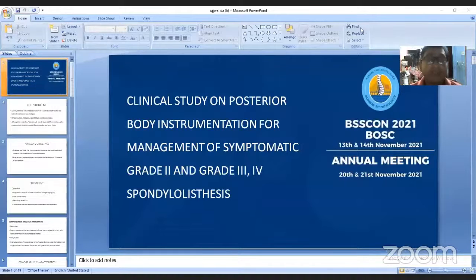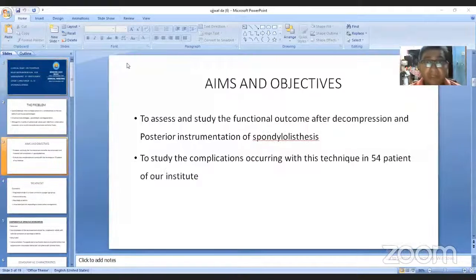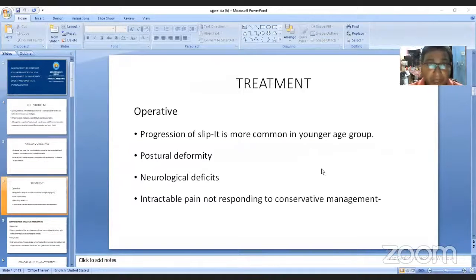Good morning. Today I am going to present a clinical study on posterior instrumentation for management of symptomatic grade 2, grade 3 and grade 4 spondylolisthesis. The aims and objectives are to assess the functional outcome of decompression and posterior instrumentation of spondylolisthesis, and to study the complications occurring with this technique in 54 patients in our institute.